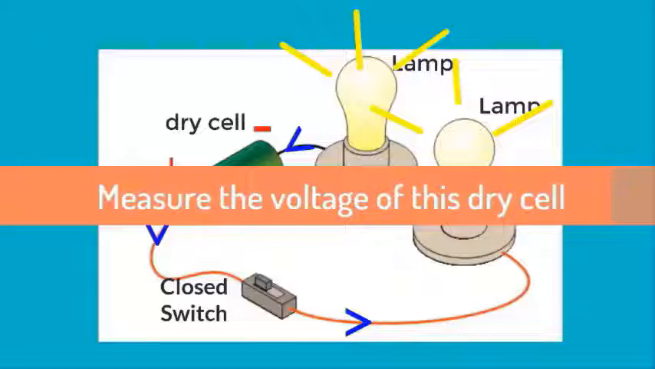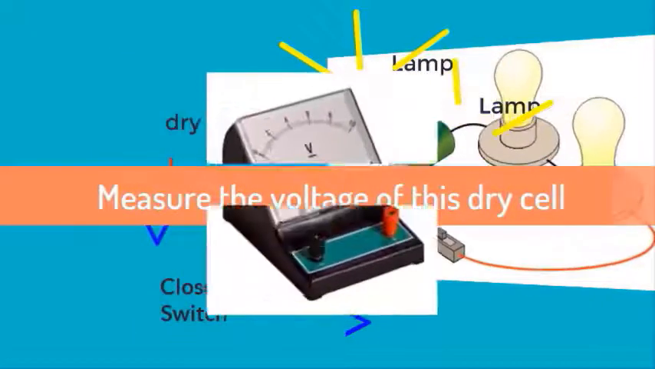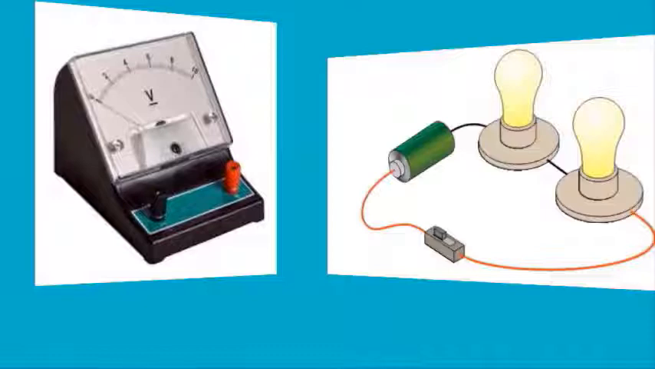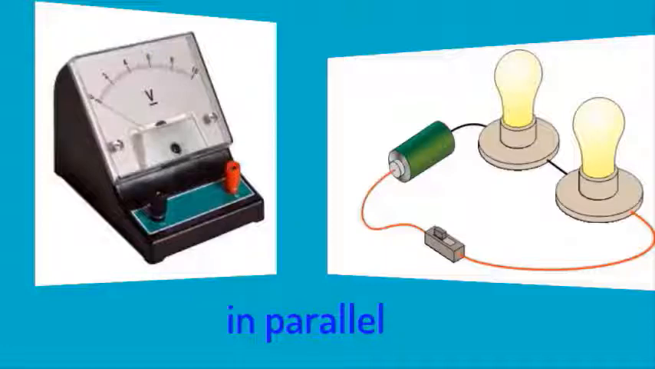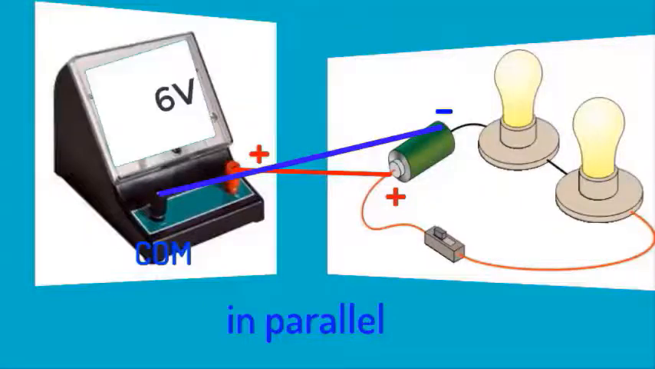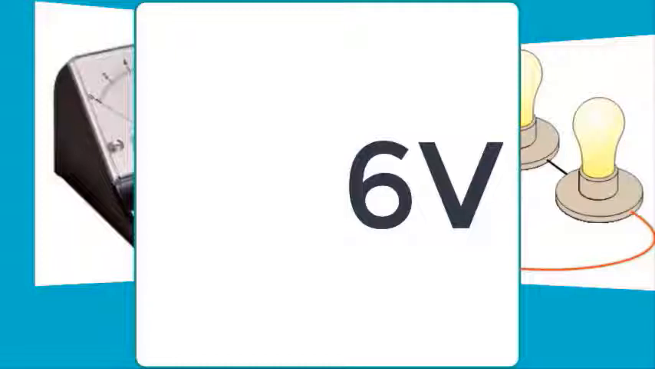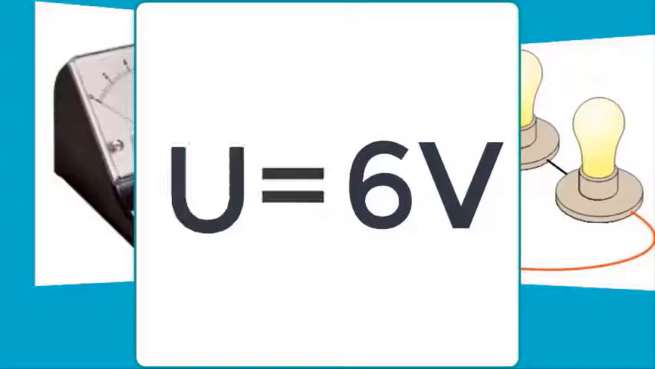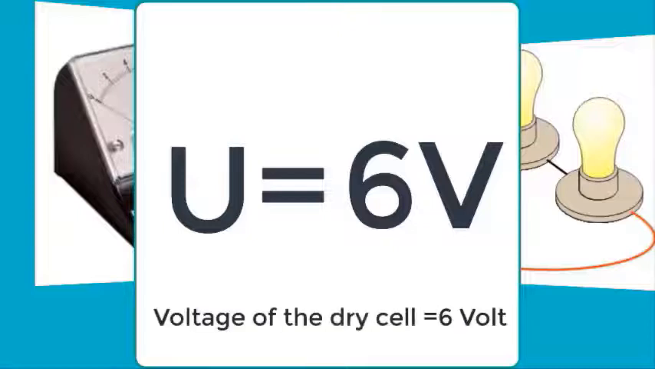To measure the voltage of this dry cell in this electric circuit, we have to use the voltmeter. Connect the voltmeter in parallel. Using the connecting wires, we connect the positive terminal of the voltmeter to the positive pole of the dry cell and COM to the negative pole of the dry cell to give a positive reading.